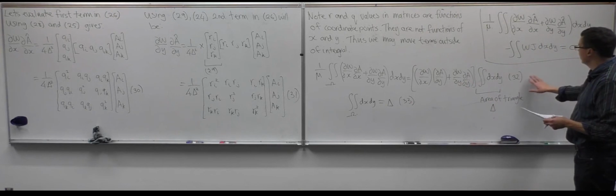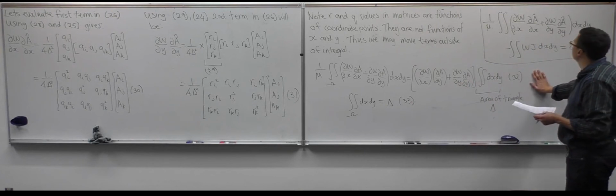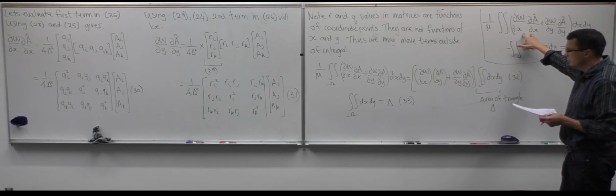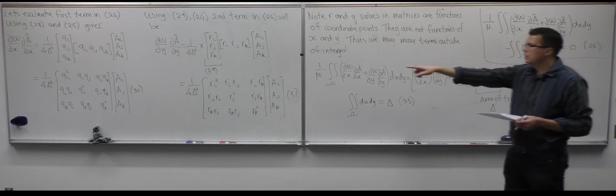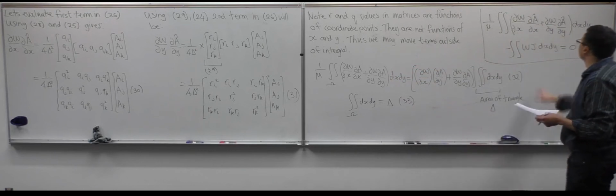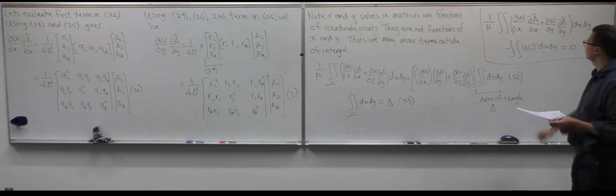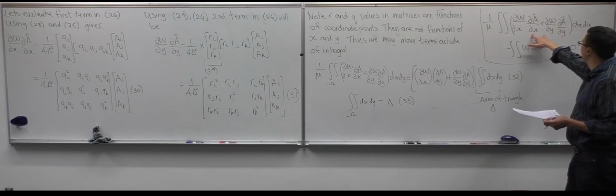So now we can substitute the two terms, 30 and 31, into here and add them, and that will then give us the matrix solution for the first term.